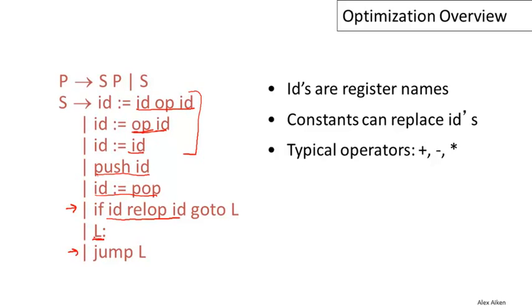And the identifiers here are the register names, and we could also use immediate values on the right-hand side of operations instead of registers. And the typical operators, we're just going to assume some typical family of operators like plus, minus, times, etc.